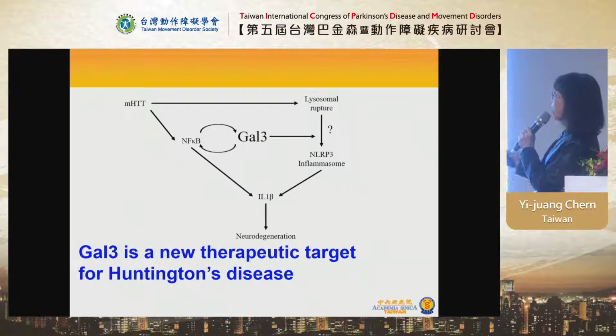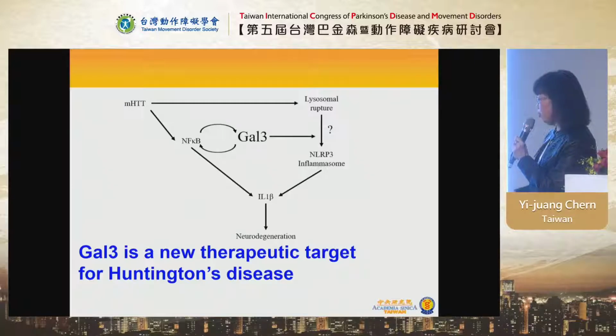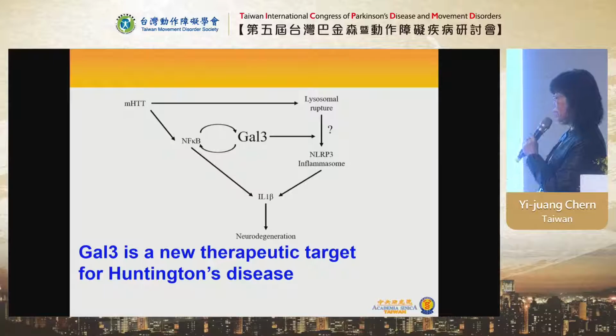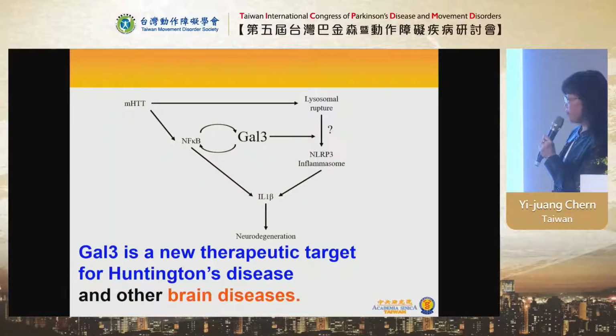Okay, so this is basically what our story is. We show that mutant huntingtin, as is well known, enhances copper B signal, and it triggers the galectin-3 level to increase, and the upregulation of galectin-3 actually facilitates the inflammasome-related neuroinflammation, produces more cytokines, and causes neurodegeneration. So it's a new therapeutic target that we can probably consider, because if we remove it, it actually rescues Huntington disease.